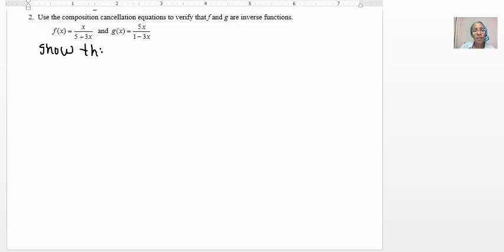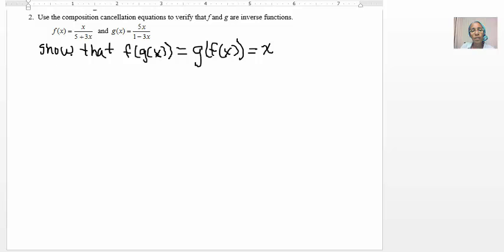And that basically means I'm going to show that f of g of x equals g of f of x, which equals x. So that's actually what I'm going to show in proving that these two functions are inverses. So f of g of x means I'm going to make g the input to f.